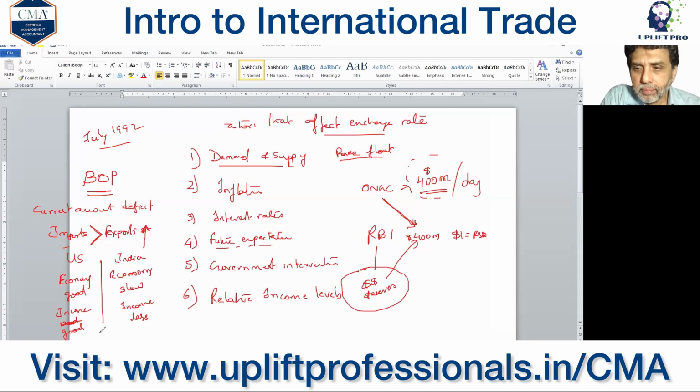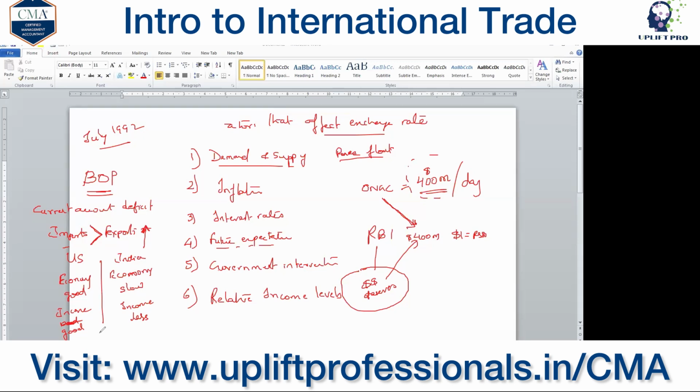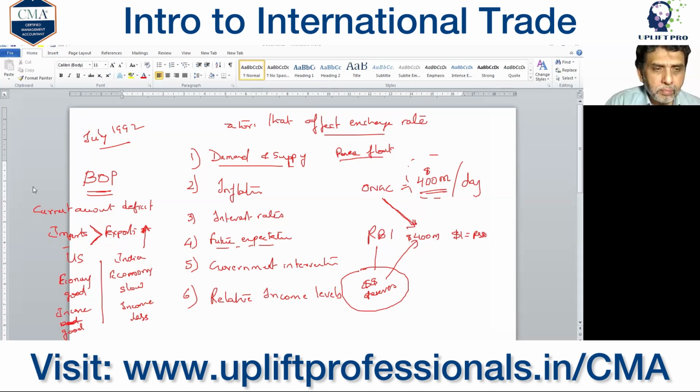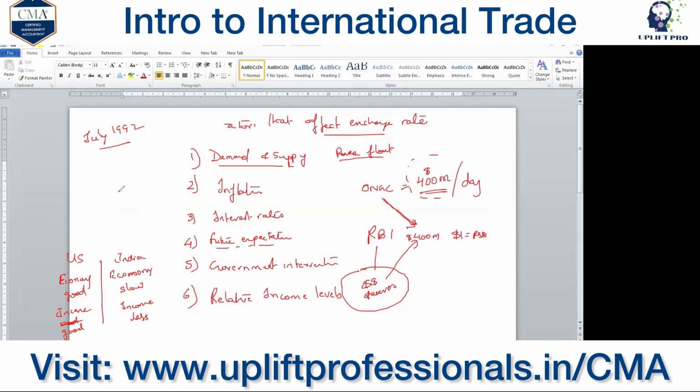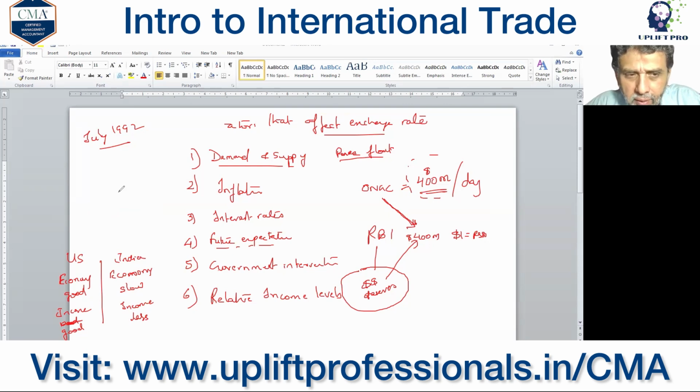Yes. Sir, if the economy is good, income is good, that means that currency should be stable, right? Strong. Strong. Anybody else? Indian currency will appreciate, sir. Why? Its value goes up because US currency getting stronger. So how will Indian currency appreciate if US currency getting stronger?